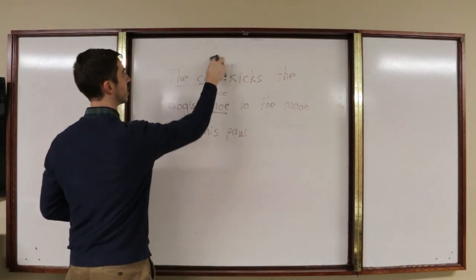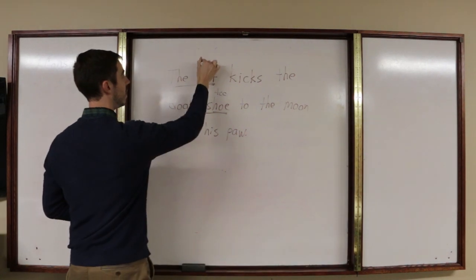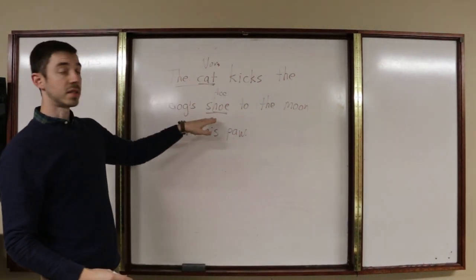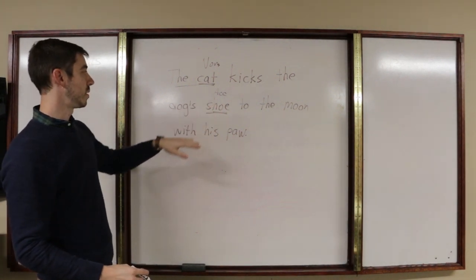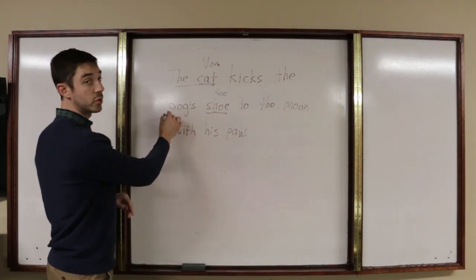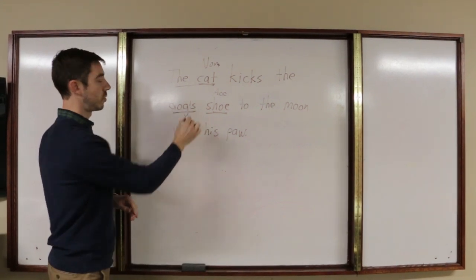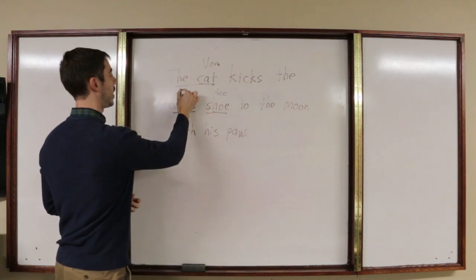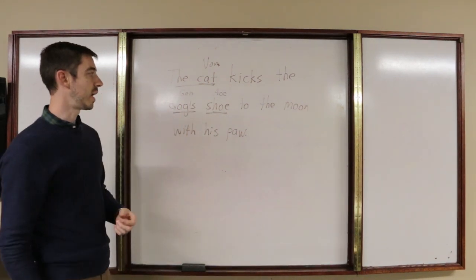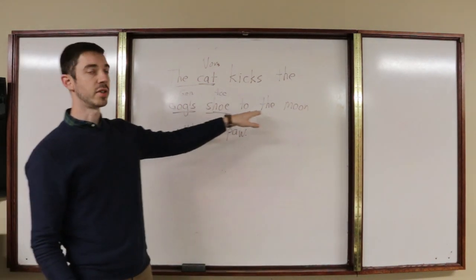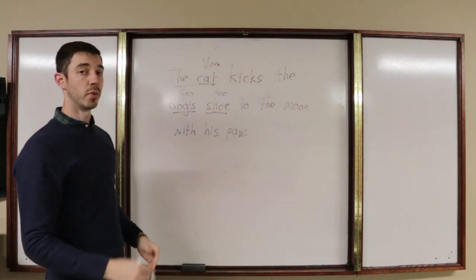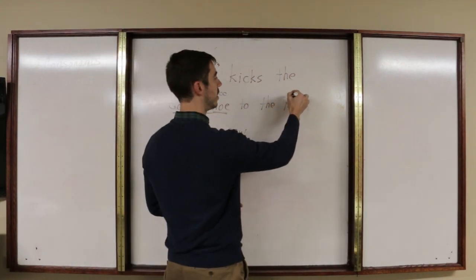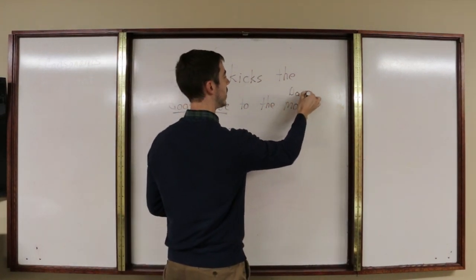Maybe instead of subject here, we should say nominative case. Okay, kicks the direct object, the shoe, that's the accusative case. But whose shoe is it? It's the dog's shoe. So what job is the dog doing? It's just having the shoe. So that's the genitive case. Where is he kicking it to? To the moon. So what's the moon doing? It's just the indirect object. So that is the dative case.